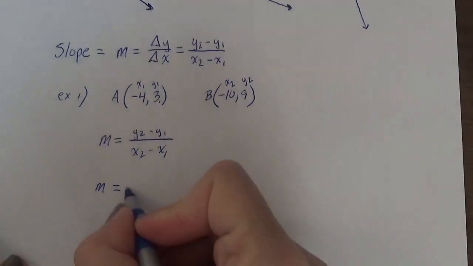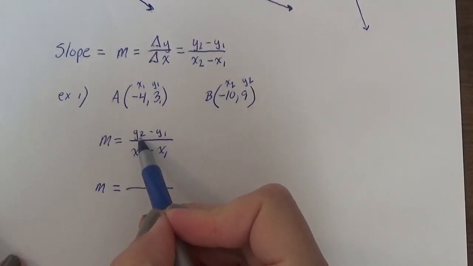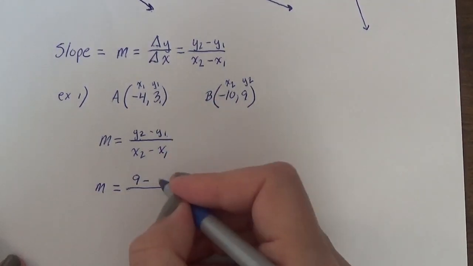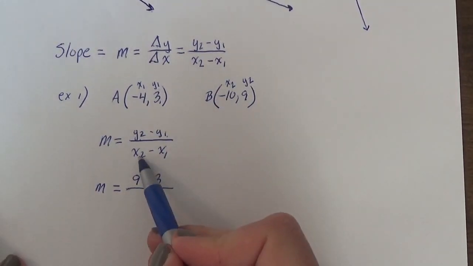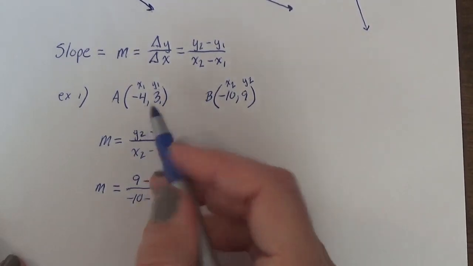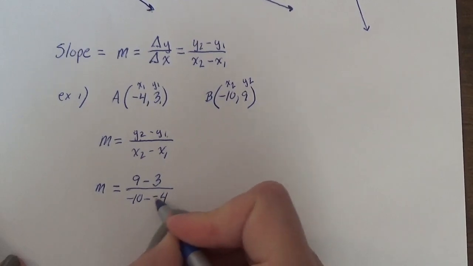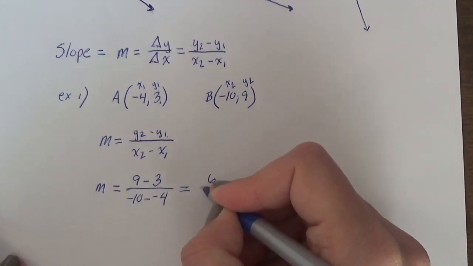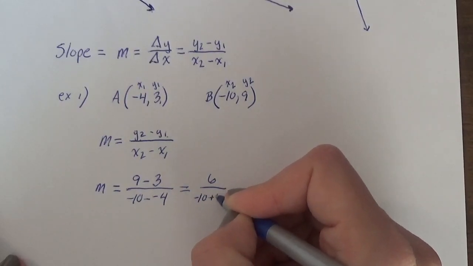All right, so now let's fill in the numbers. y2 is 9, minus y1 is 3, x2 is negative 10, and x1 is negative 4. Ooh, watch out right there. So 9 minus 3 is 6. This is really negative 10 plus 4.